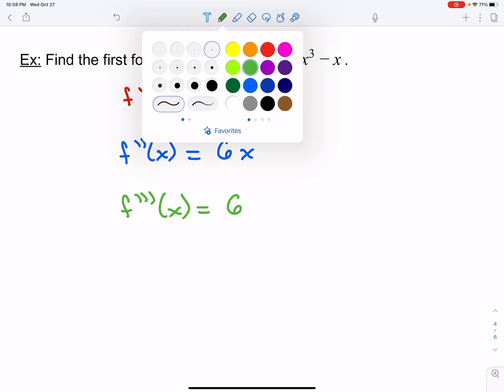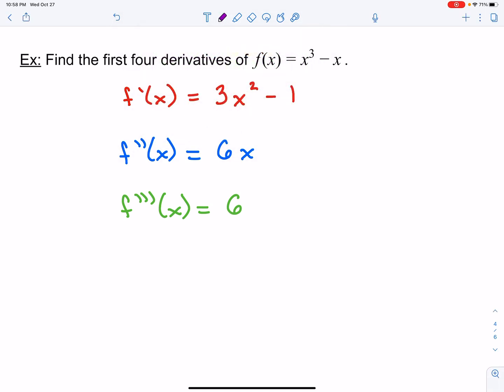And then we could also find our fourth derivative. So we would have f, and then we'd put in parentheses in our superscript there 4 of x. And our triple prime was just a constant, so our fourth derivative is going to be 0. So there we can find higher order derivatives.